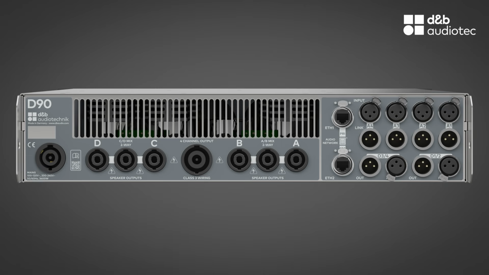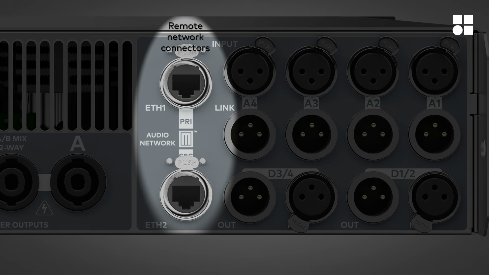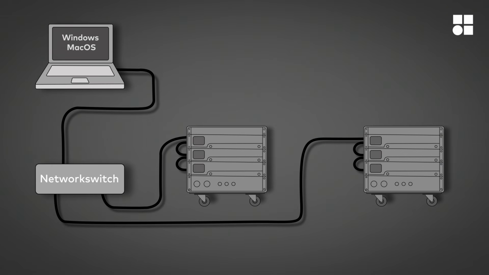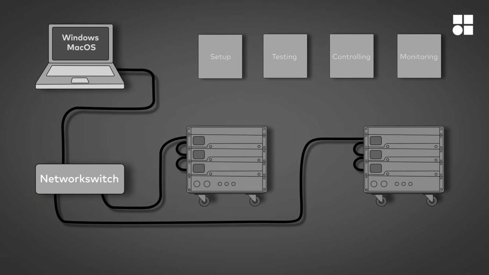Remote control of D&B system amplifiers is a central part of the D&B workflow, especially in larger systems. Typical uses for remote control are configuring the system, checking the cabling and loudspeakers, controlling grouped functions for tuning and alignment, and monitoring the system during a show.